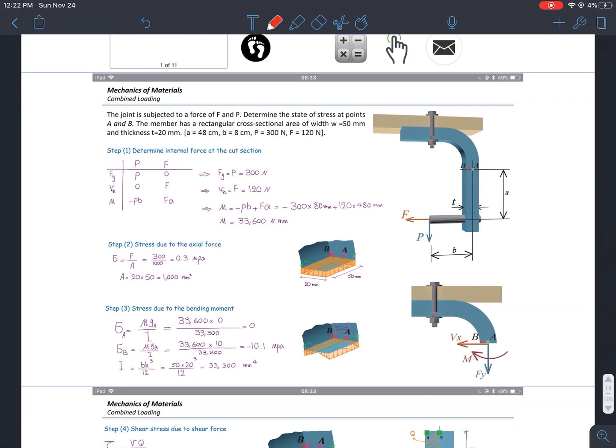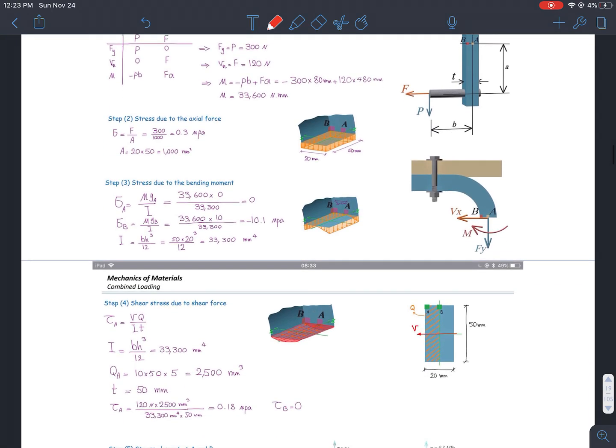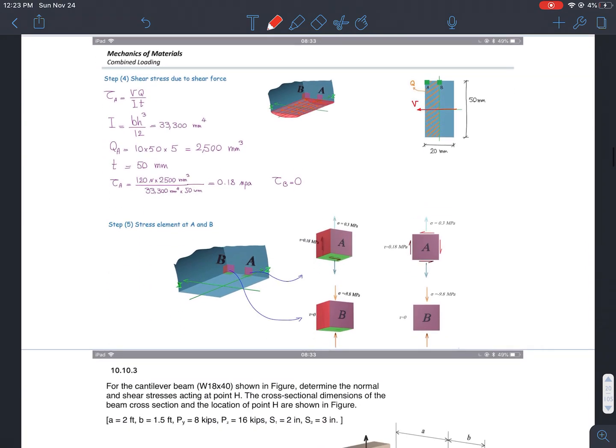All right, so next question. What if I have shear? When we have a shear, things can be very complicated.